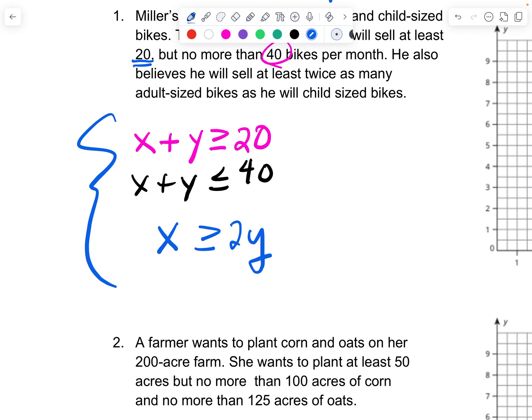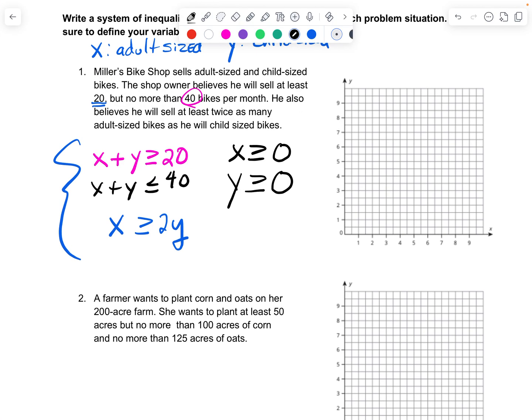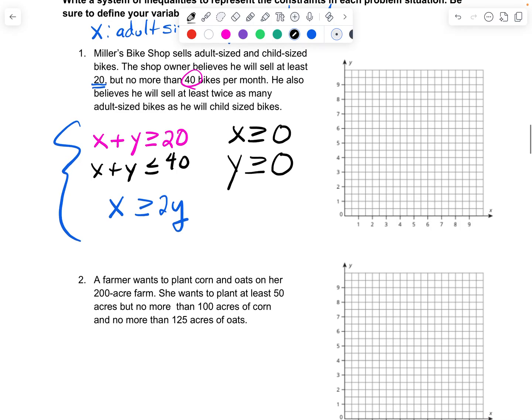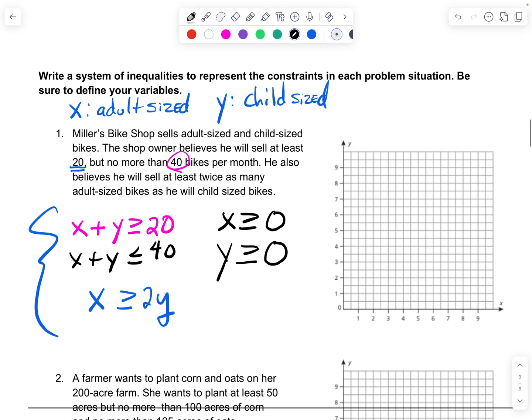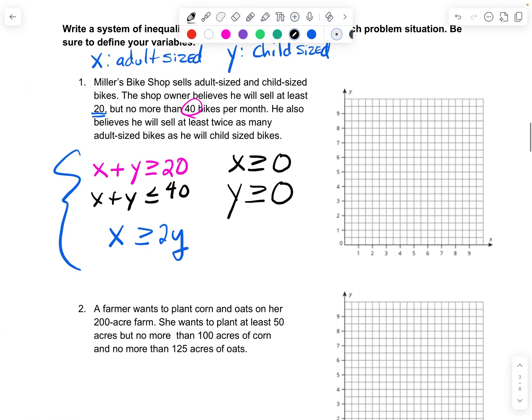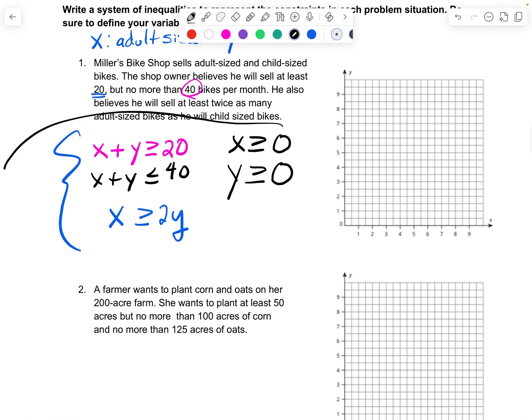Now, we want to make sure that we stay in the first quadrant. We can't sell negative bikes. So we just say we want x greater than or equal to 0 because we're not going to sell negative adult-sized bikes, and we're also not going to get negative answers, so y is greater than or equal to 0. So these are the 5 correct equations that you're going to use. Now, this does not fit on the graph to the right. So you know what, guys? I'm not even going to graph it on here, but just know how to set up the equations. That'll help you on the test.